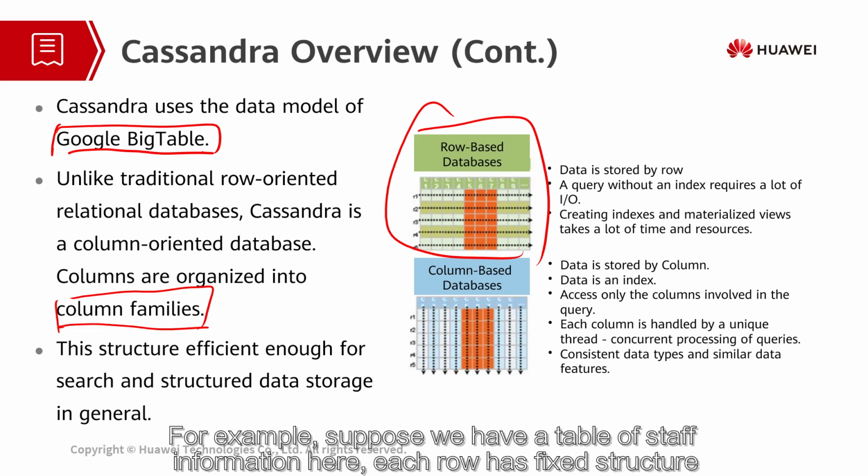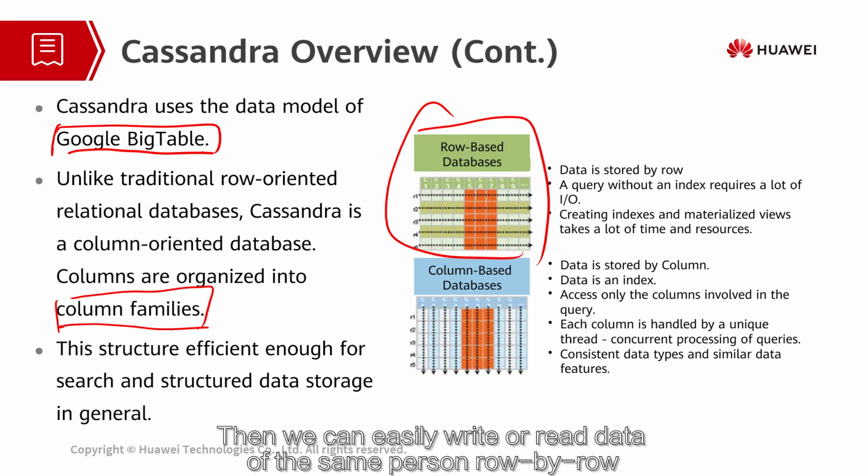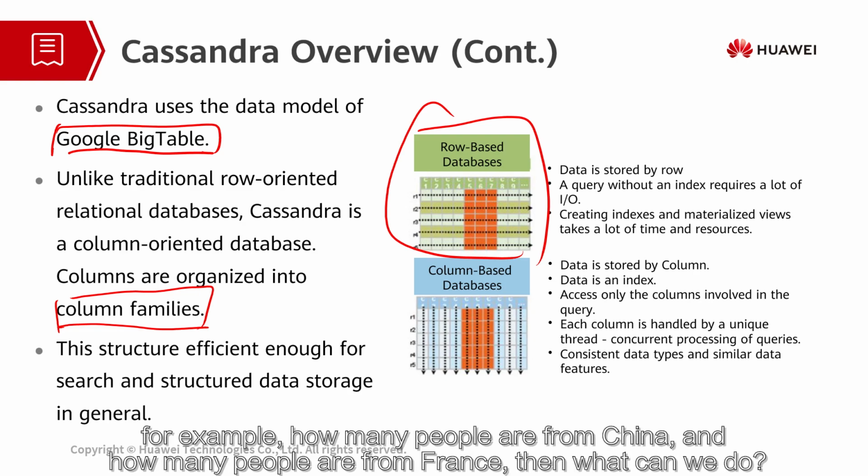For example, suppose we have a table of staff information. Each row has a fixed structure and is related to the information of the same person. Then we can easily write or read data of the same person row by row. However, if we need to analyze the details of a certain column, for example, how many people are from China, how many people are from France, then what can we do?